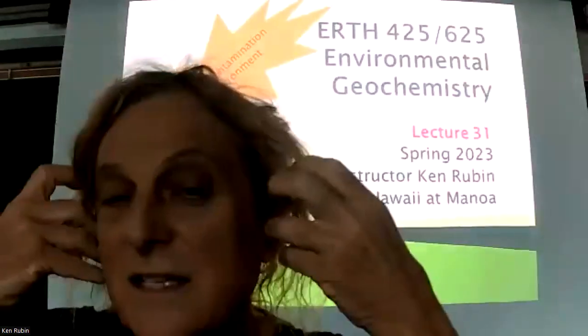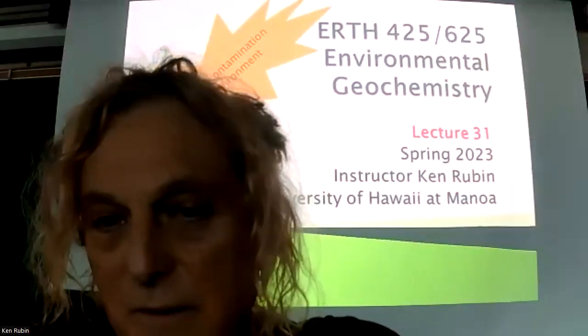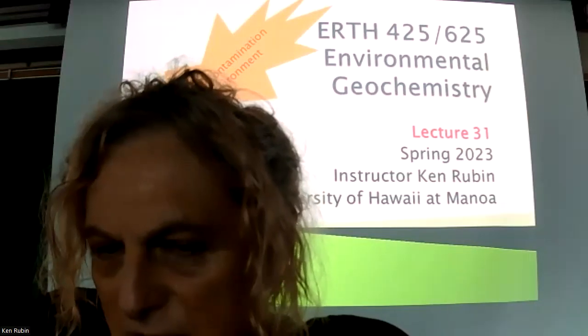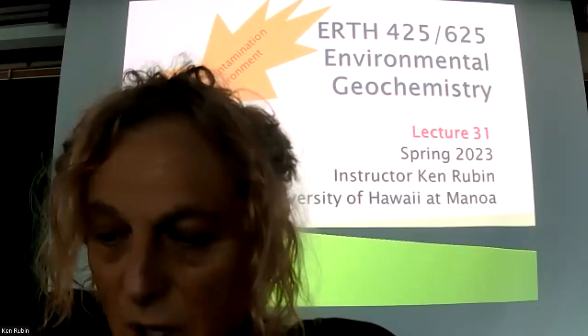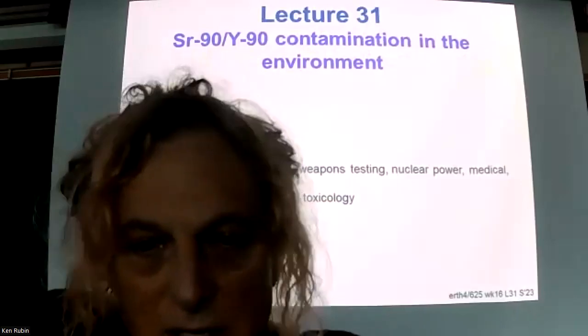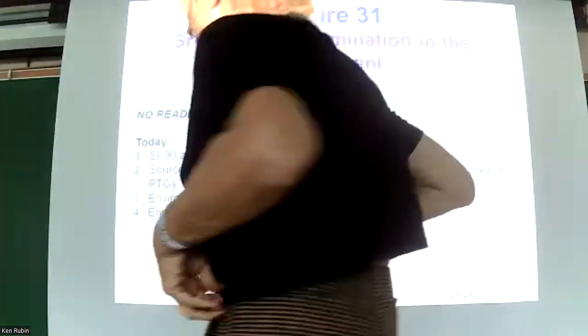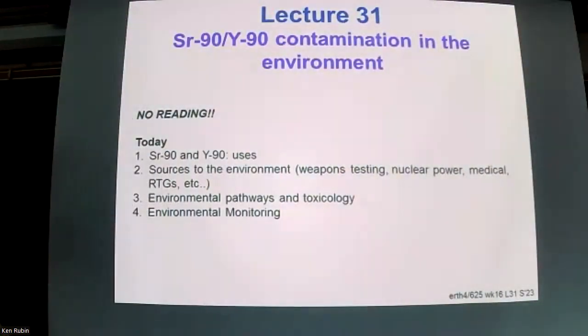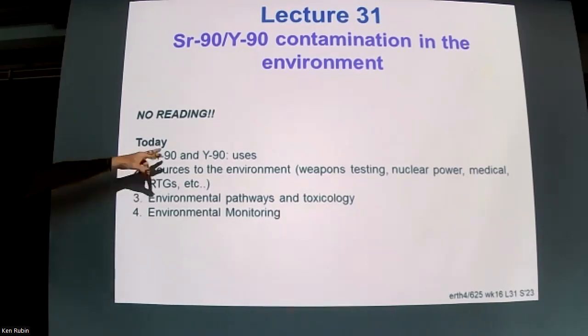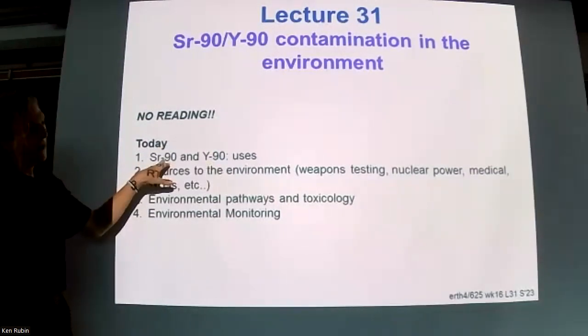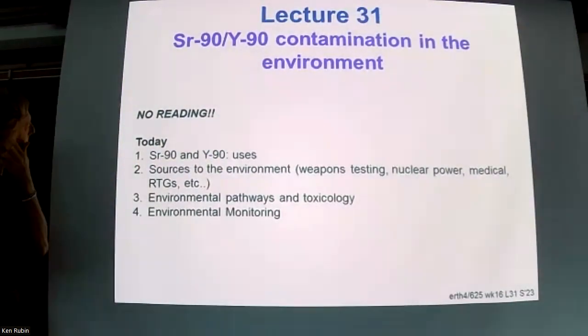So today's our last topic of environmental radiation, and we're going to focus on strontium-90 and its daughter isotope yttrium-90. There's no reading for this, and it just follows on the discussion we've been having already. We've already talked about strontium-90 as being one of the main fission products of both uranium-235 and plutonium-239 fission. Some of this is produced by itself, but it's also a daughter product of this. So we get kind of a double whammy of that.